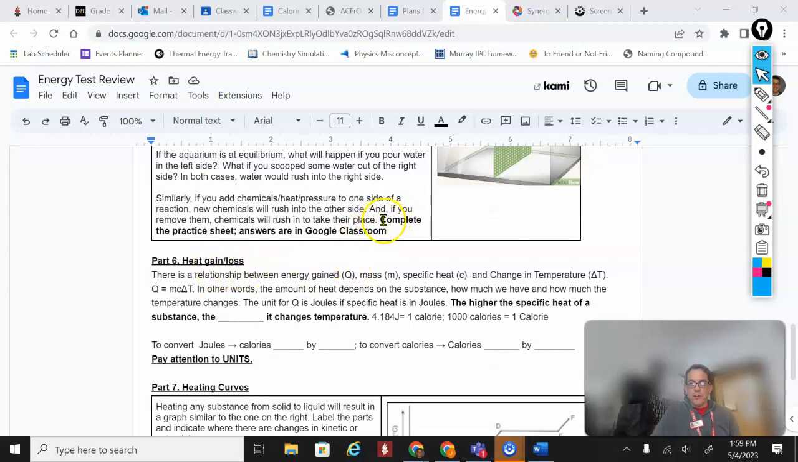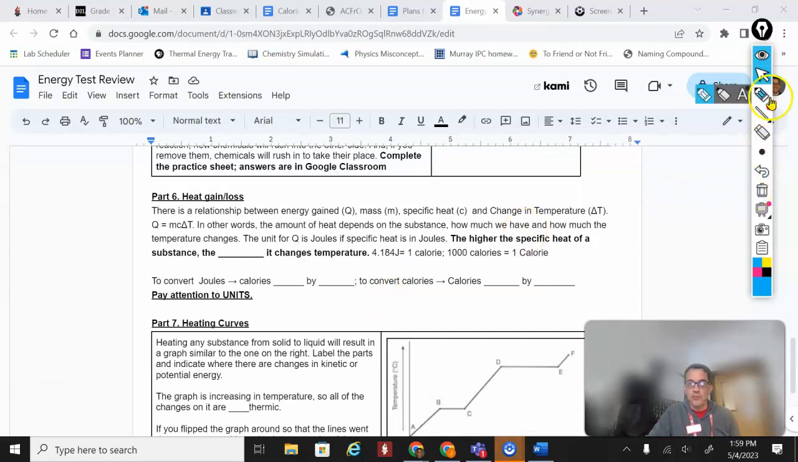Again, there is a practice sheet that we had in class to go through an equation like this, and the answers for that will be posted in Google Classroom if you want to compare your answers to those.